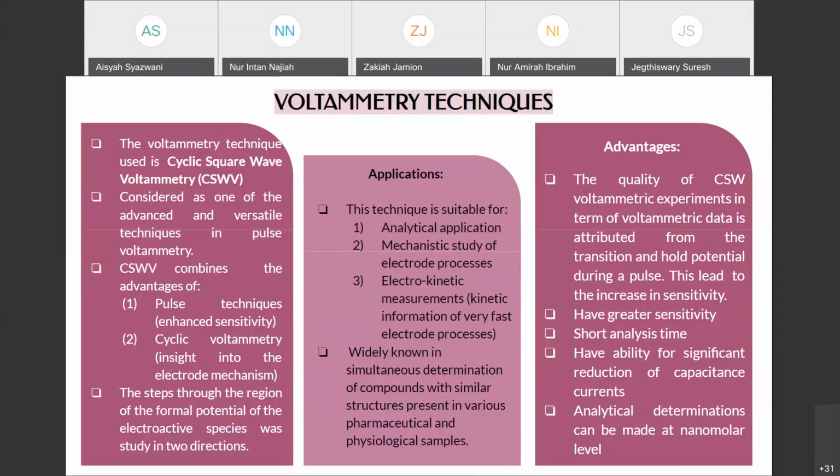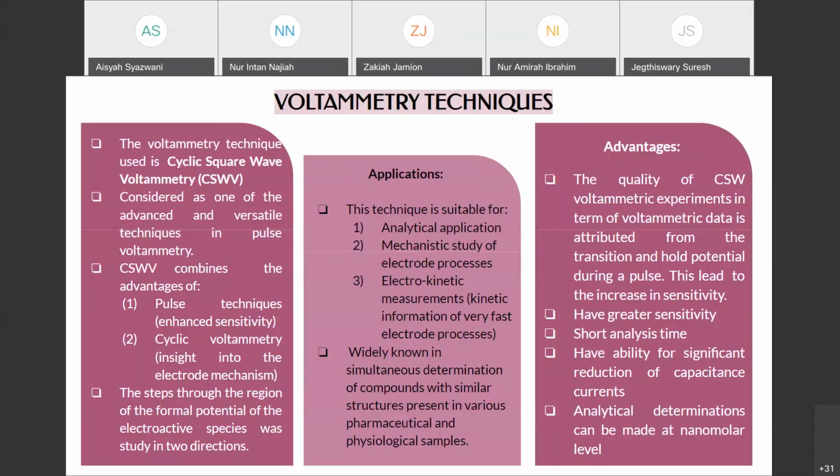CSWV is the combination of pulse technique in terms of enhanced sensitivity and cyclic voltammetry in terms of electrode mechanism. Cyclic square wave voltammetry is considered one of the advanced and versatile techniques in pulse voltammetry. The step through the regions of the formal potential of the electroactive species was studied in two directions. So these are the suitable applications for cyclic square wave voltammetry.